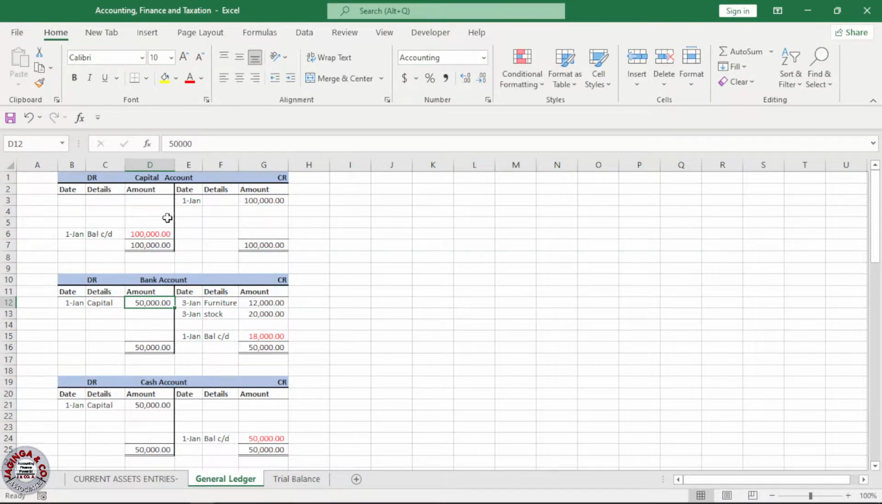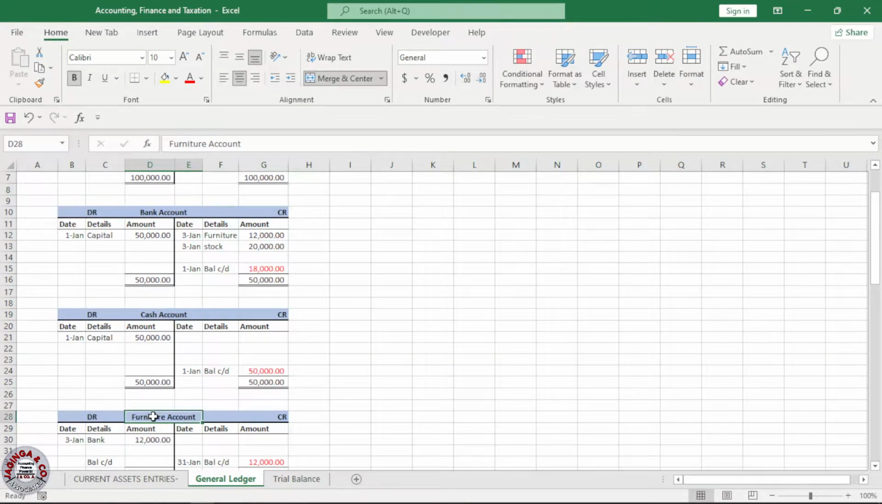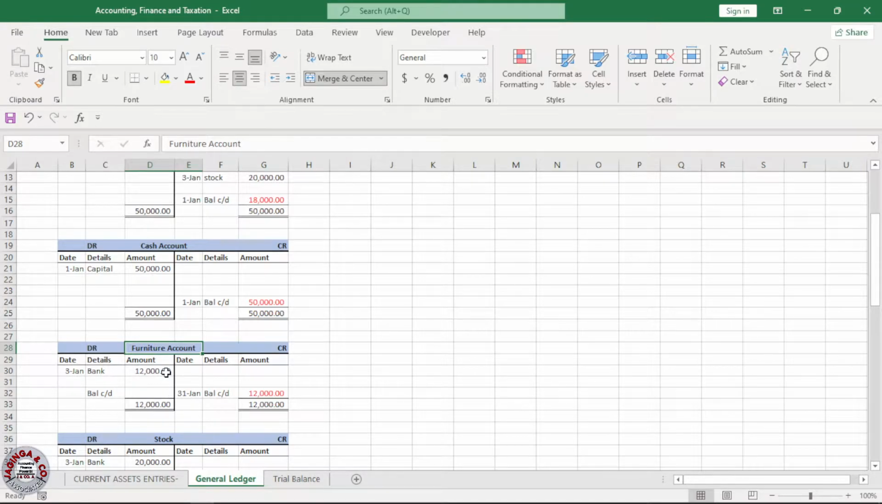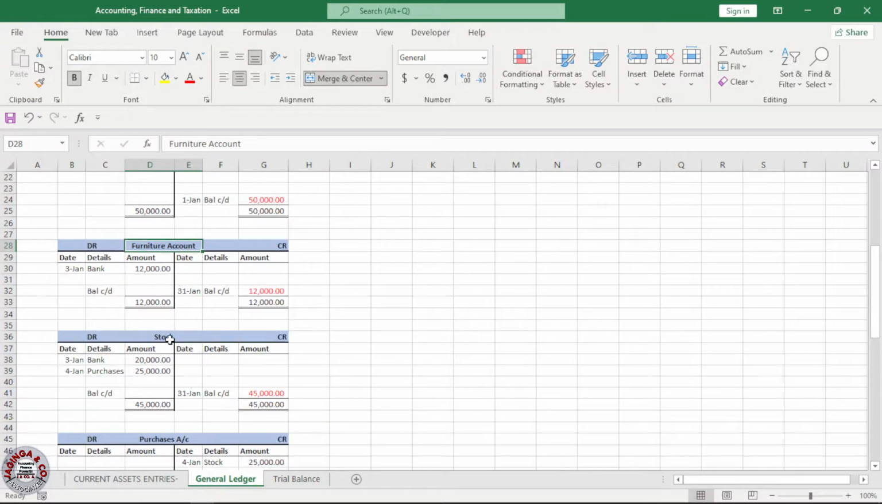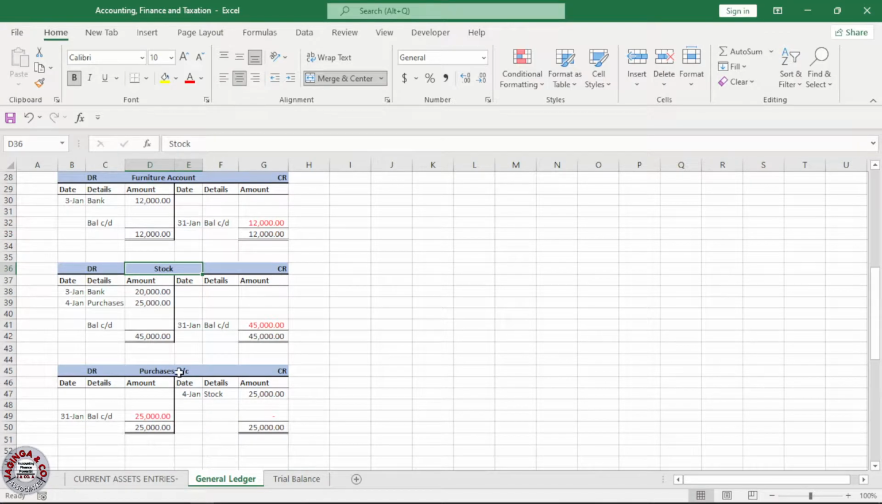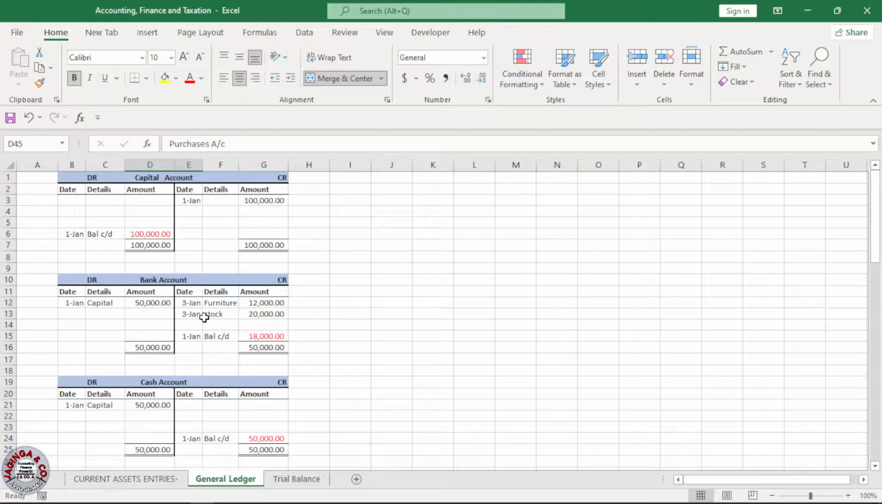So here we have our ledger accounts. We have capital account, bank account, cash account, and furniture account, and we have stock account as well, and lastly we have purchases account. So we want to start with the totals method. In the totals method, we are transferring the totals of debits and totals of credits of all ledger accounts to trial balance.